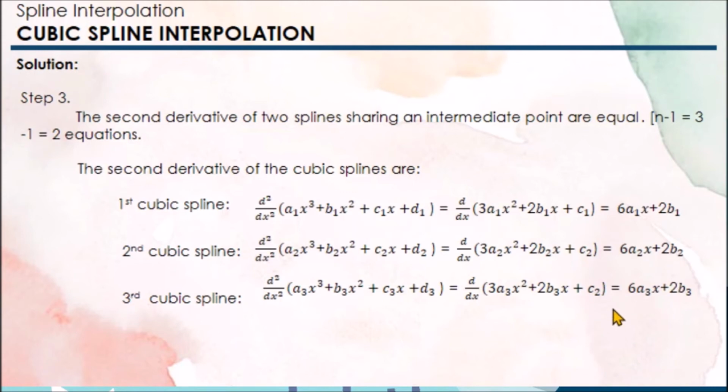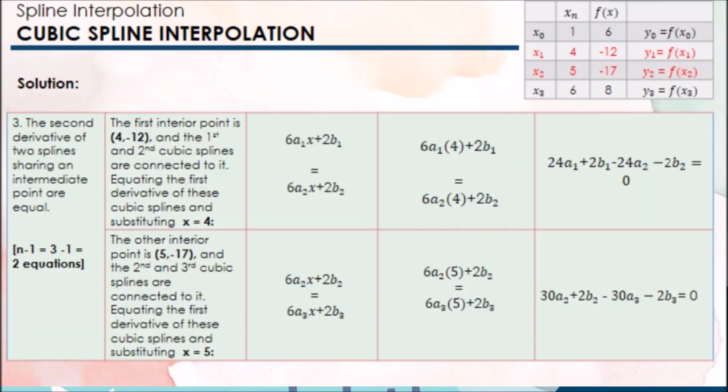And for our third spline, ang first derivative niya is 3a sub 3x squared plus 2b sub 3x plus c sub 3. So, taking the second derivative of this one, we have 6a sub 3x plus 2b sub 3. So, ang kailangan lang natin gawin is kagaya nung ating step 2. So, equate lang natin sila para makakuha tayo ng dalawa pang equations. So, the second derivative of 2 splines sharing an intermediate point are equal. So, that is n minus 1 is equal to 3 minus 1. So, that is 2 linear equations again.